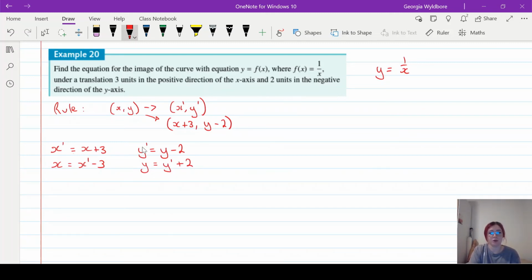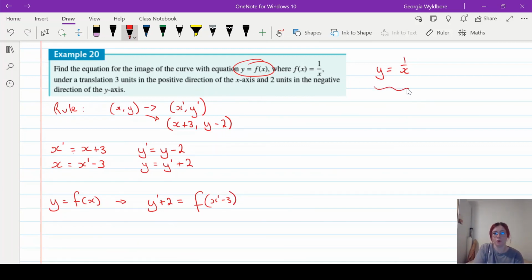So subbing these back into our equation, y equals f of x is going to map to y' plus 2 equals f of (x' minus 3). We can also map it to y equals 1 over x. If we wanted to do that, y equals 1 over x is going to map to y' plus 2 equals 1 over (x' minus 3). We can't map it exactly to f of x equals 1 over x.